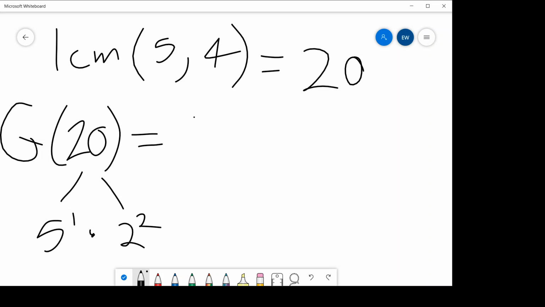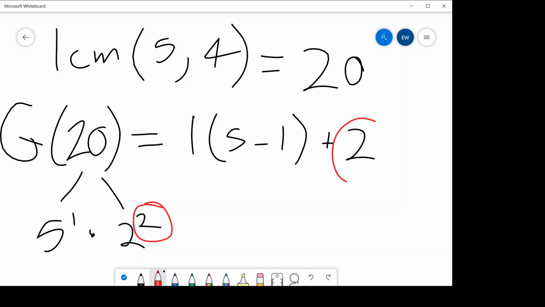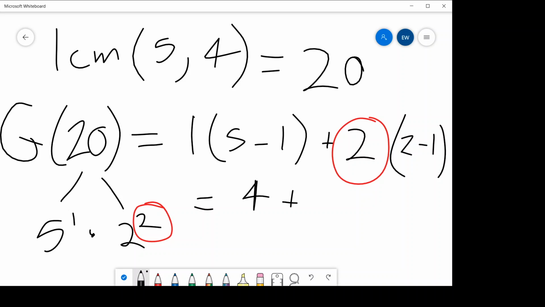So now we're going to do 1 times 5 minus 1, plus 2, because we have this exponent here, times 2 minus 1. If we calculate this, we ultimately get 4 plus 2, which is equal to 6. So 6 is the consonance for the major third, according to Euler. Any questions on that?